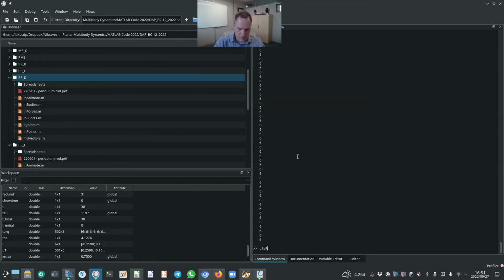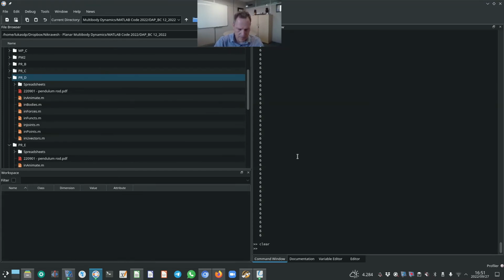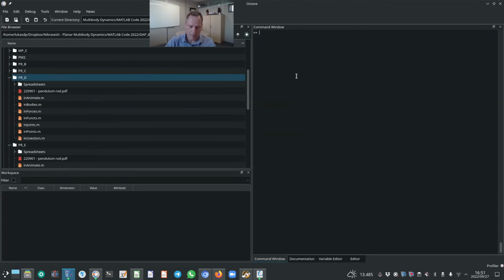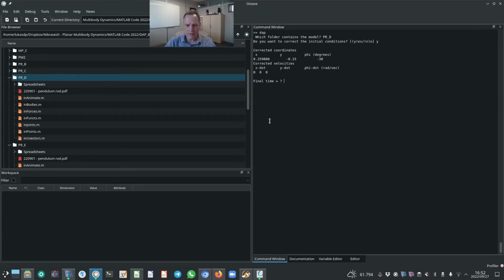Alright, so I can clear all of this, sorry. Let us run the simulation. So we enter DAP. It is pendulum rod D, a folder that contains the model. Yes, we do want to correct the initial conditions. This is as before, x, y, and phi in degrees, corrected velocities. What is the final time? We will select 3 seconds. The reporting time step, let's make it 0.01. Okay, and there it goes.